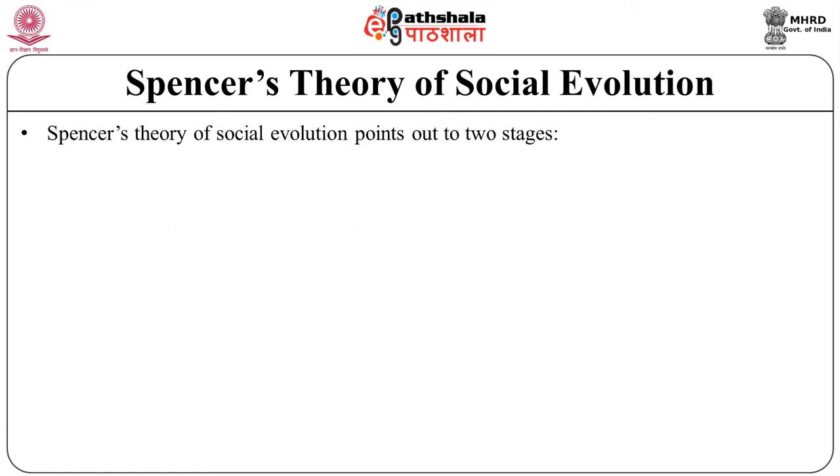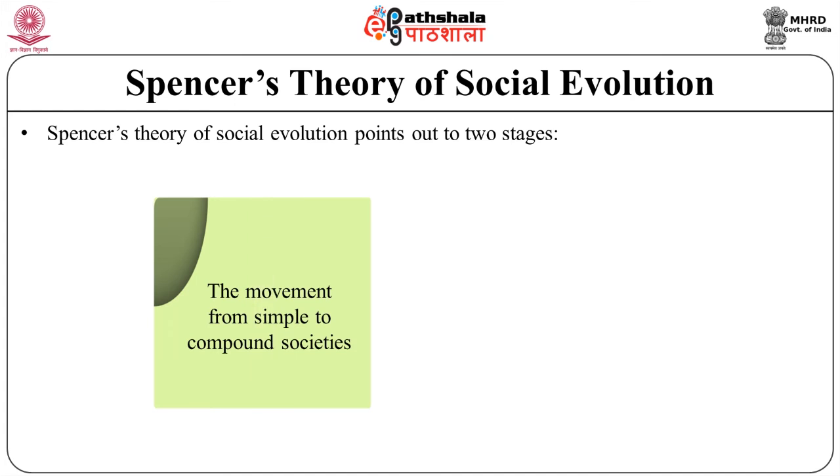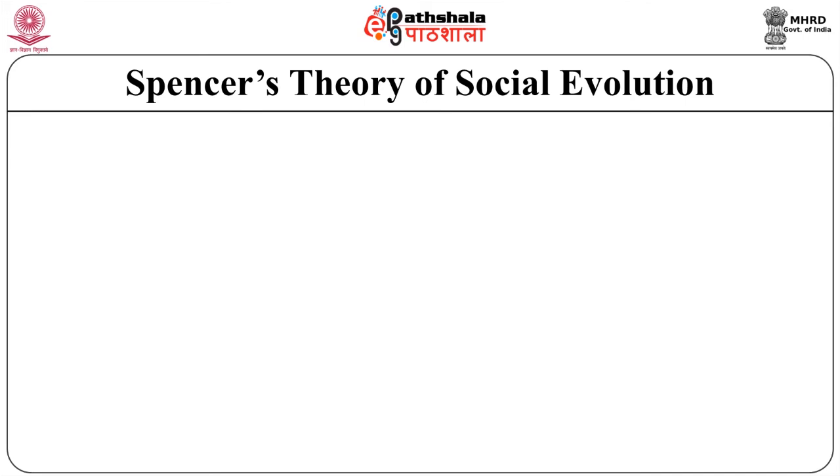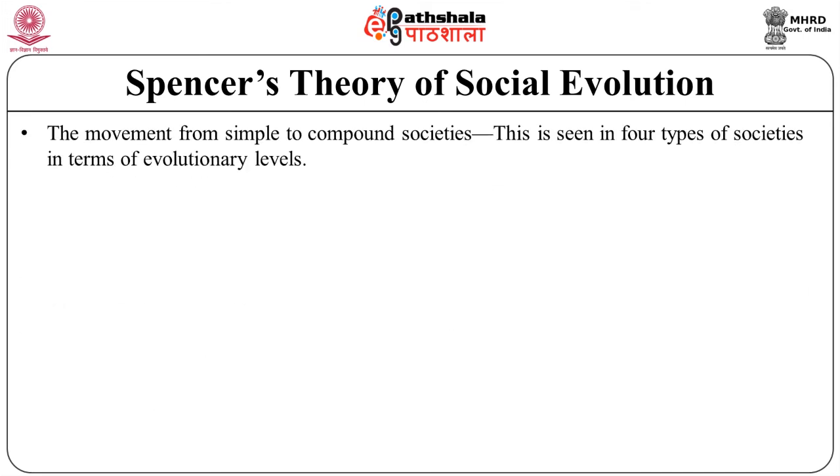Spencer's theory of social evolution points to two stages: the movement from simple to compound societies, and change from the militant society to the industrial society. The movement from simple to compound society is seen in 4 types of societies in terms of evolutionary level. Those are, number 1, simple society.